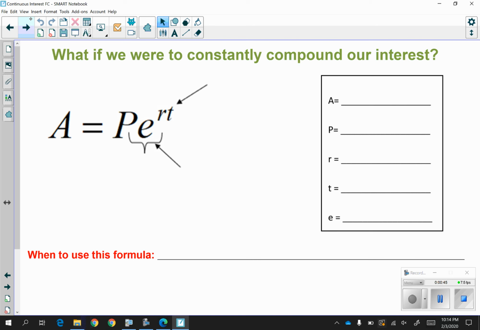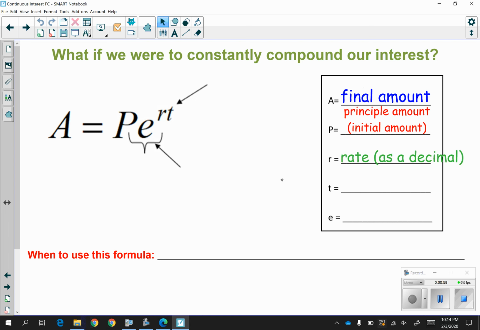This new formula we call PERT, P-E-R-T, right? Your A is your final amount, like before, the future amount. Your P is still your principal, the initial. R is your rate as a decimal. T is still your time in years, right? And E, we've talked about before, is a number.